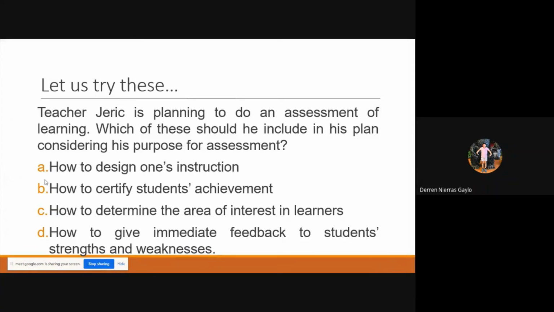Designing one's instruction is part of the assessment for learning, and it is more on placement assessment. How to determine the area of interest of the learners, and how to give immediate feedback to students' strengths and weaknesses. Those are assessment for learning. Usually letter D is on the formative assessment.